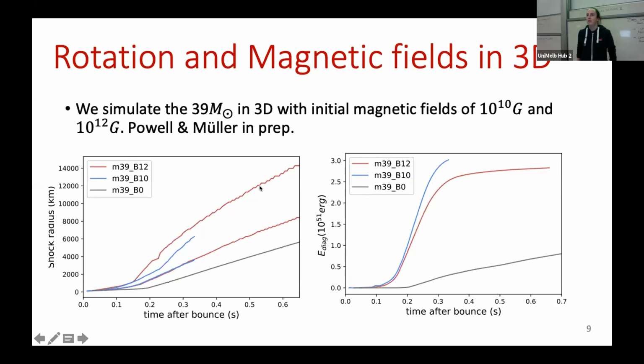So now that we've done some 2D simulations with magnetic fields and rotation, what I'm doing now is 3D simulations with magnetic fields and rotation. We've done a smaller number of these because they take much more computer power and a longer time. I've done the 39 solar mass model in 3D with two different magnetic field strengths, 10 to the power of 10 Gauss and 10 to the power of 12. This is work that's still in progress, and I'm still working on the results.